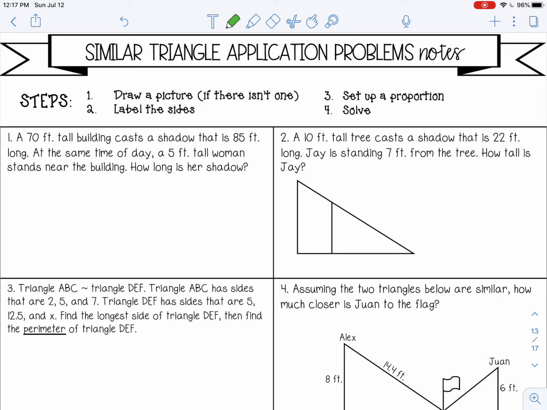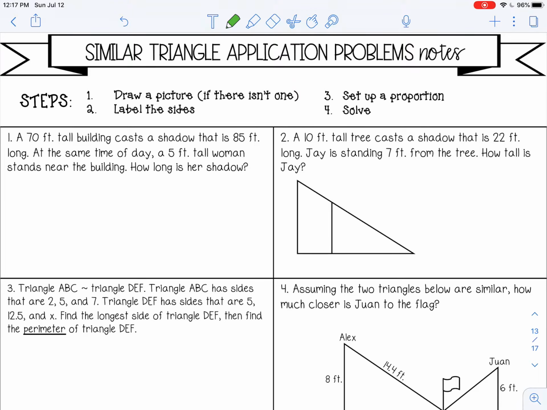Welcome to this lesson on similar triangle application problems. When you're given an application problem or a word problem, there are some steps you want to follow to make sure that you get the correct answer. The first step is to draw a picture, if there isn't one already there for you.